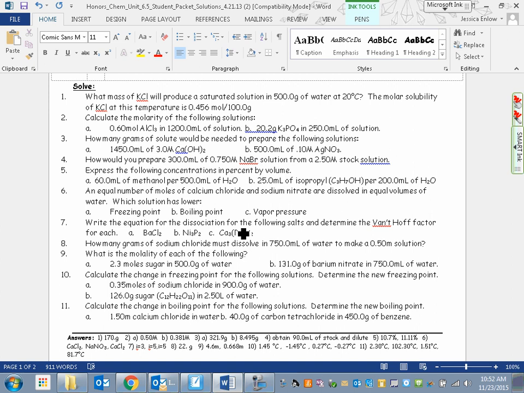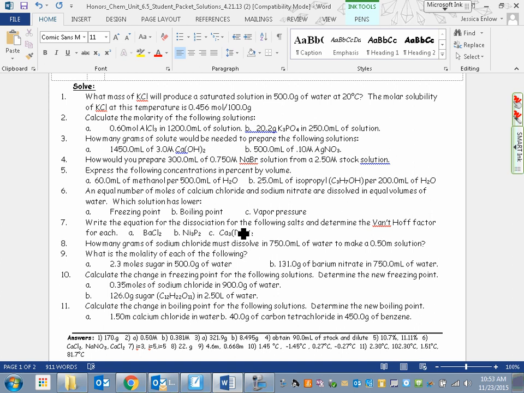So if you had 0.456 moles in 100 milliliters of water, that's going to be 5 times greater if it's dissolved in 500 milliliters of water. So that's 2.28. Thank you. And then you'll convert that KCl moles to grams.